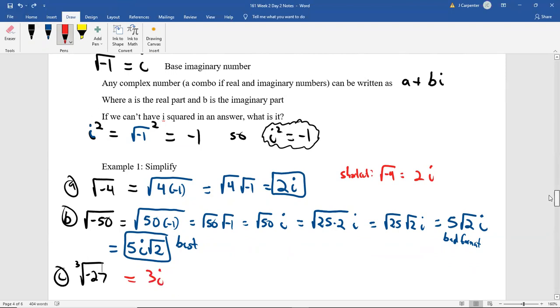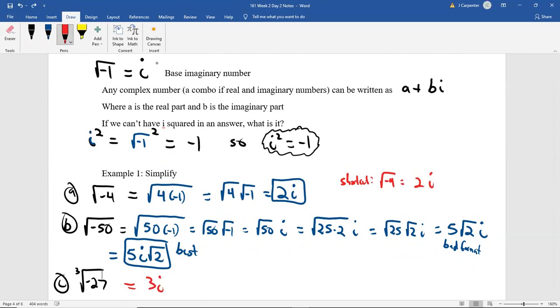You know why this isn't 3i? Because your base imaginary number said nothing about cube roots. This is square roots only. Did we have a problem taking a cube root of a negative before? No, we didn't. Because a negative times a negative times a negative is a negative. This was never a problem. So 3 times 3 times 3 is 27. Negative 3 times negative 3 times negative 3 is negative 27. Your i's are only involved with square roots.